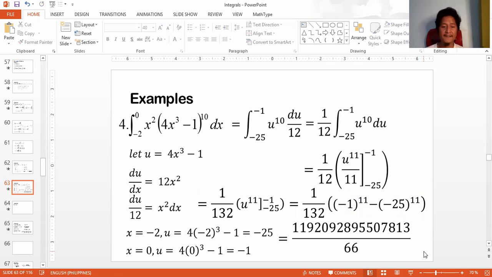Okay, malinaw po ba? Okay po, sir. Thank you po. So, may tanong pa po bago tayo mag-proceed sa last example. Wala na. So, dun tayo sa last example.